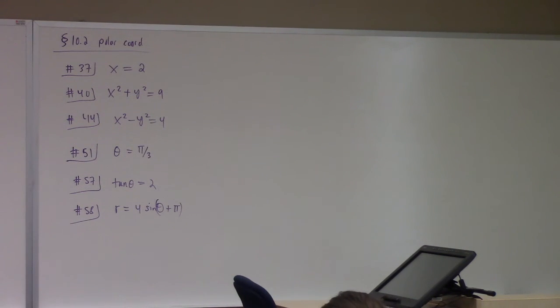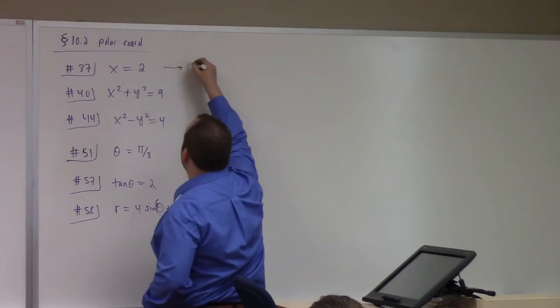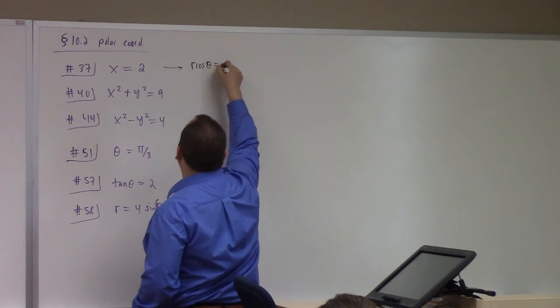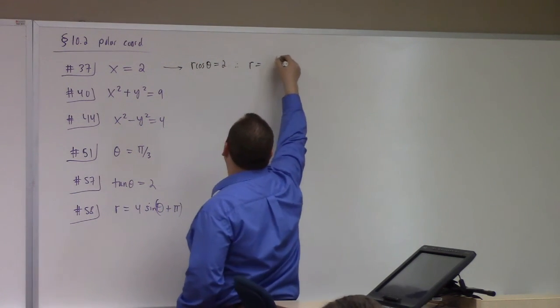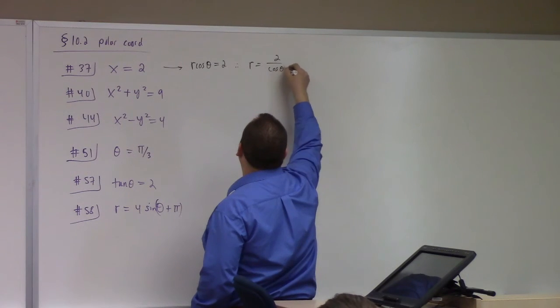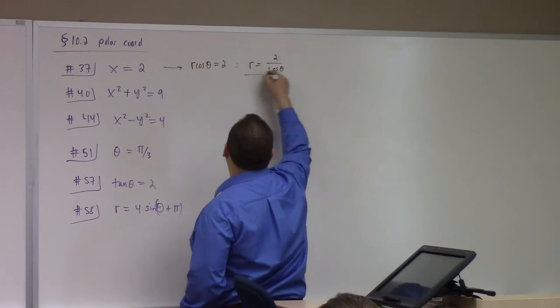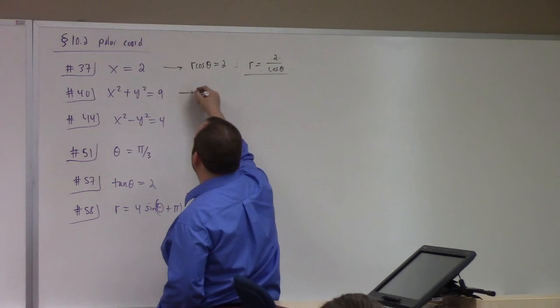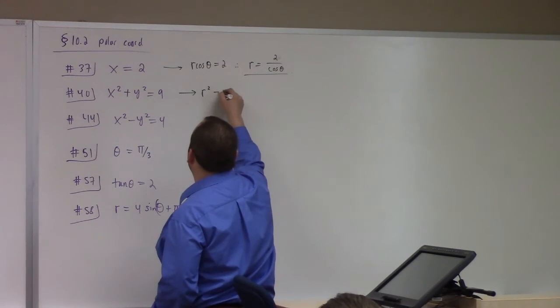So the first couple are pretty, you guys tell me, what is this? In polar coordinates, what is this? R cosine theta equals 2, so therefore r equals 2 over cosine theta would be sort of the standard presentation of that, right? This one is just what? R squared is equal to 9.